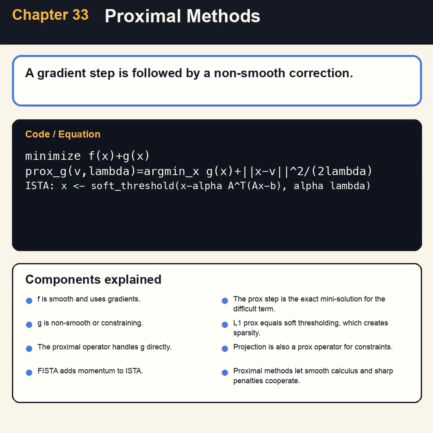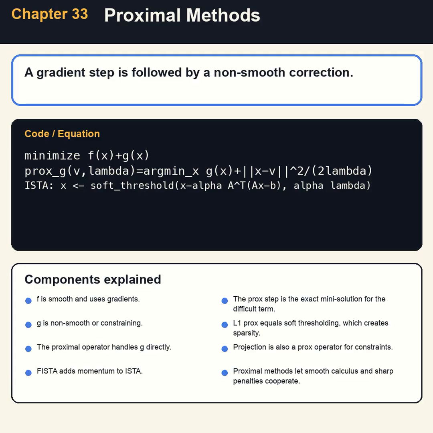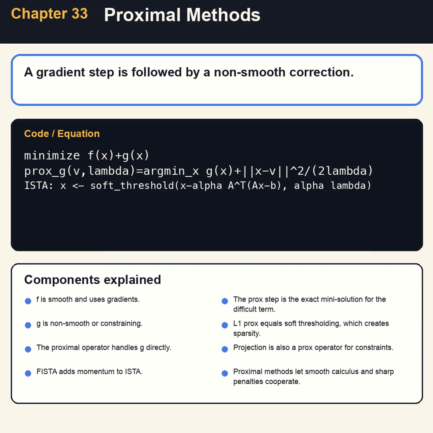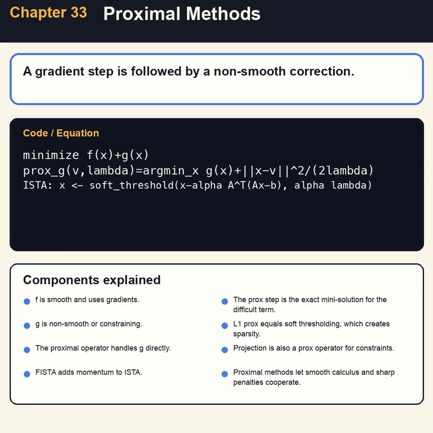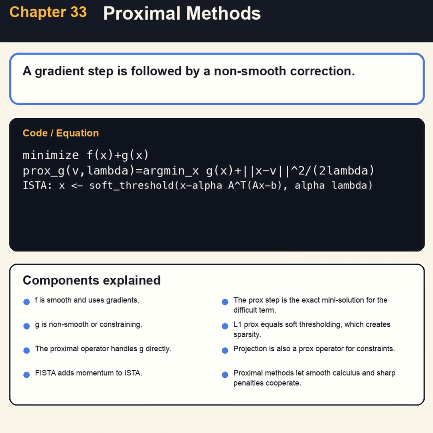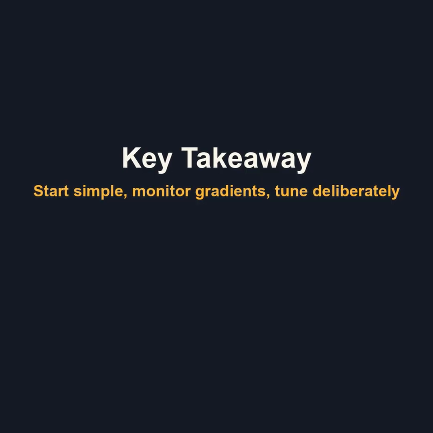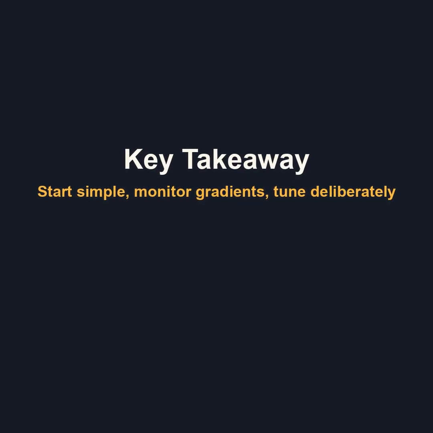A plain gradient cannot handle a sharp absolute value cleanly, so we split the problem. Gradient for the smooth loss, prox for the sharp penalty. FISTA adds momentum and turns patience into speed. Key takeaway: start simple, monitor gradients, tune deliberately, and match the optimizer to the architecture.